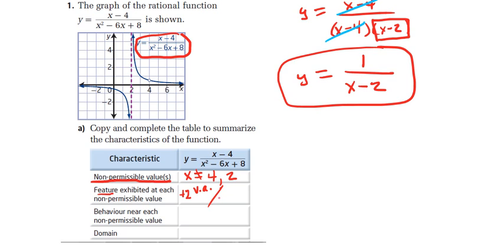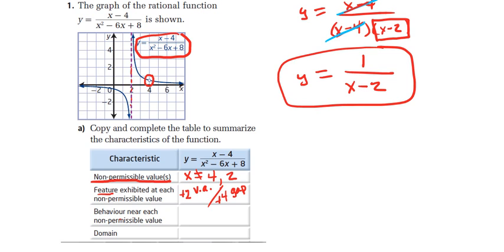And at positive 4, what's happening there? It's a gap because this factor gets divided out, so that's a gap. Now we do have the benefit of seeing this right up here. Look at 2, there's your asymptote, and 4, here's your gap. See that? So each restricted value, non-permissible value, corresponds to one of those.